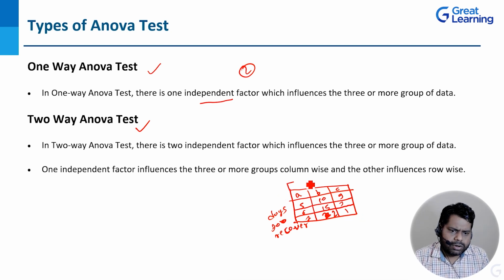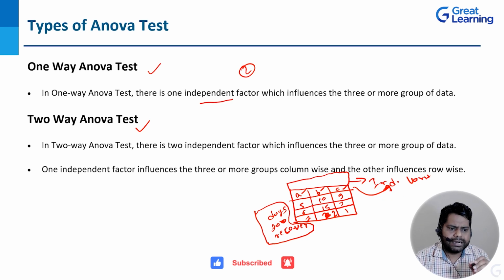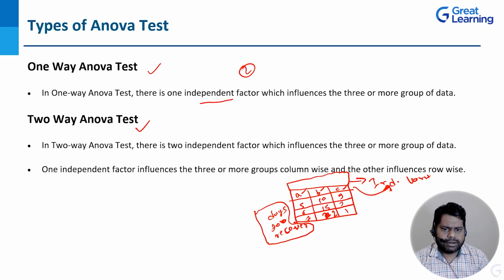So here all the three medicines are nothing but the independent variable. There are three types of the independent variable, that are nothing but the medicines. So ultimately we have one independent factor, that is medicine, on which days to recover depend. So when we have one independent variable and one dependent variable, then the test we should apply here is the ANOVA test.